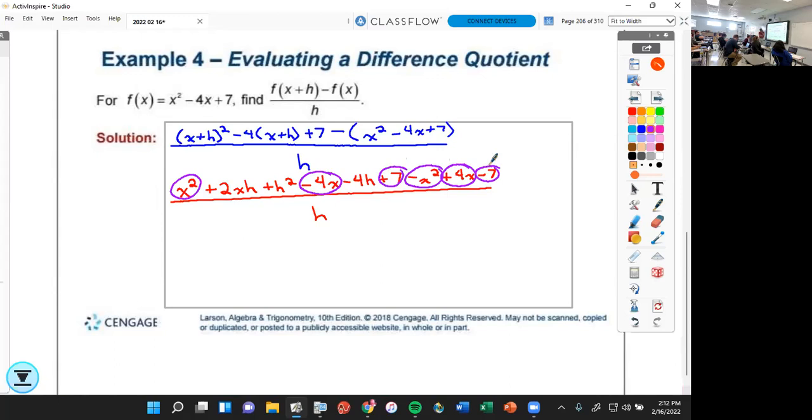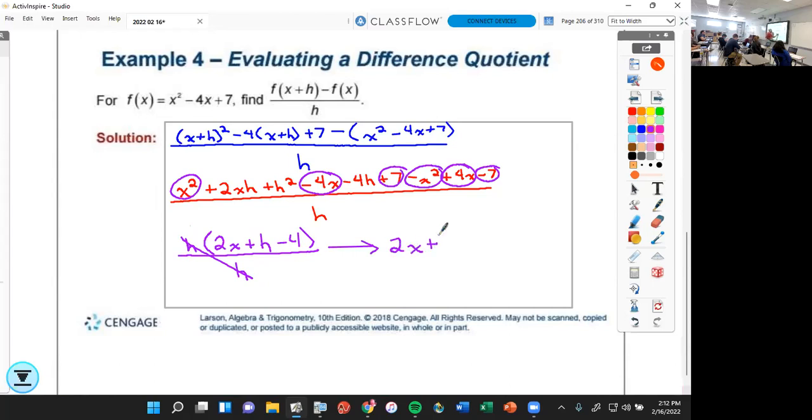2xh plus h squared minus 4h. What do all those have in common? h. They all have h's. So what I'm going to do is take those 3 terms that are left and take out an h. Take an h out of this, I'm left with 2x. Take an h out of this, I'm left with h. Plus h minus 4. And all of this is divided by h, which means they cancel. So the final answer, 2x plus h minus 4.